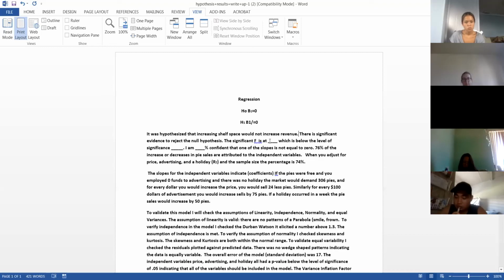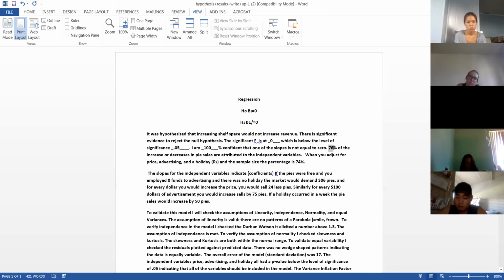The significant F, I think it was 17 zeros and then a 1. I'm going to just write 0, which is below the level of significance at 0.05. I'm just going to write 100% confident that one of the slopes is not equal to 0.